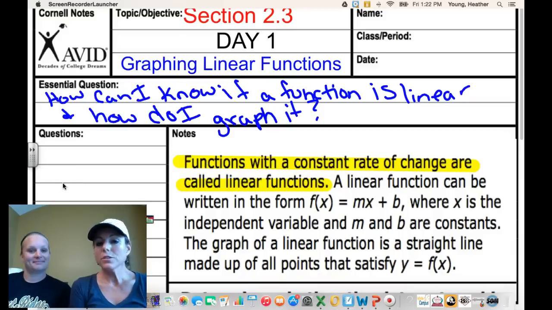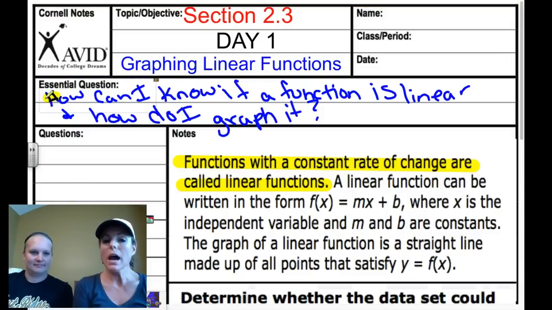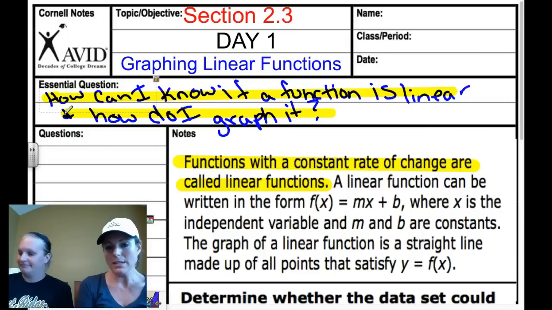Today, this is a two-day lesson. We're going to talk about graphing linear functions. This is the essential question: how can I know if a function is linear and how do I graph it? Please write that down.